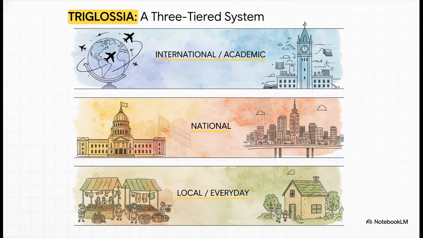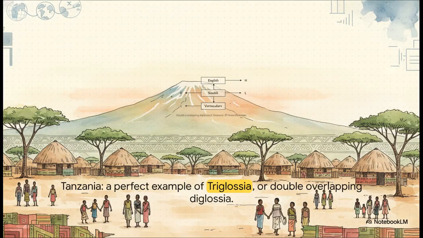But what happens when a society is juggling more than just a high and a low? Well, sometimes things get even more layered, creating a kind of three-tiered system that linguists call triglossia. Let's take a look at this diagram of Tanzania. It is a perfect case of what's called triglossia.